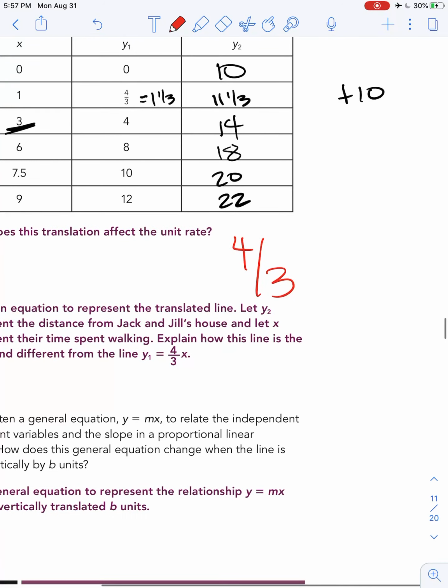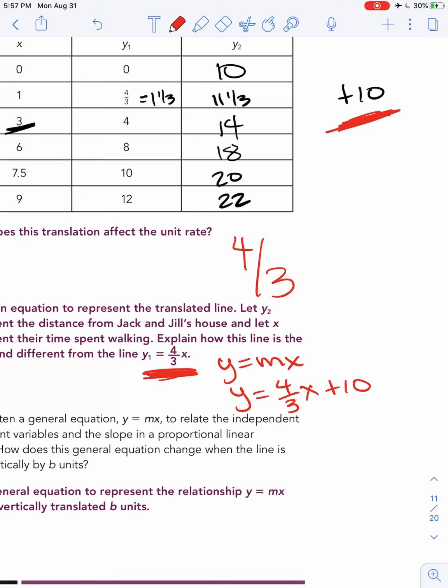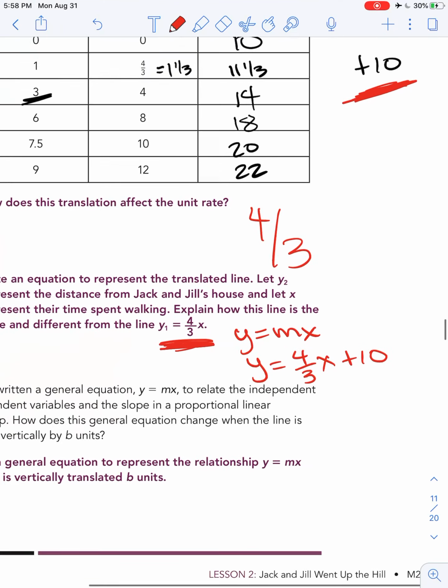Now, the original line is this right here. It's in the form of this. But we just said a moment ago that we had to add 10 to everything. So we're going to take the original equation, this one right here, and we're going to add 10 to it. And this equation will get you not only the graph, but it'll get you the table.